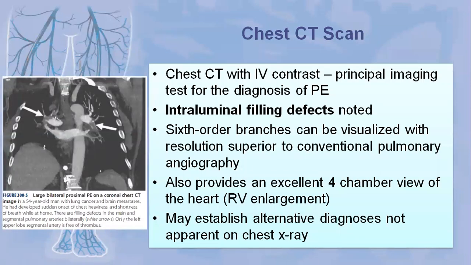What about on chest CT scan? Chest CT with IV contrast is the principal imaging test for diagnosis of pulmonary embolism. The findings would be intraluminal filling defects noted on chest CT. Sixth order branches can be visualized with resolution superior to conventional pulmonary angiography, and it also provides an excellent four-chamber view of the heart. It may establish an alternative diagnosis not apparent on chest X-ray.